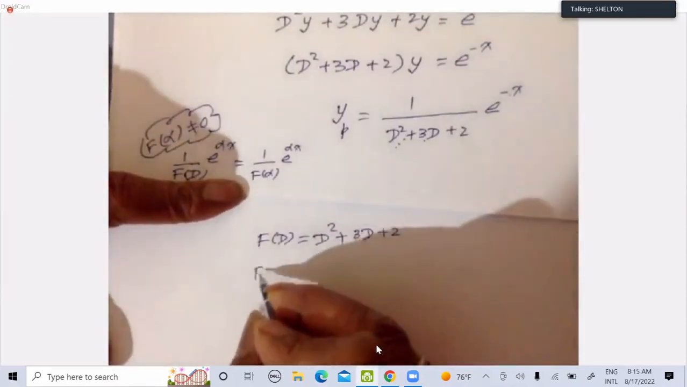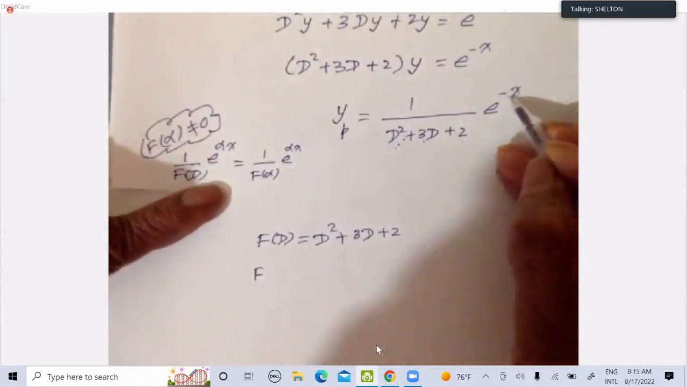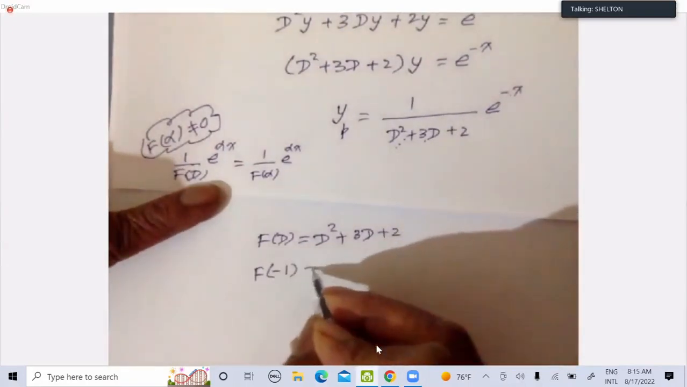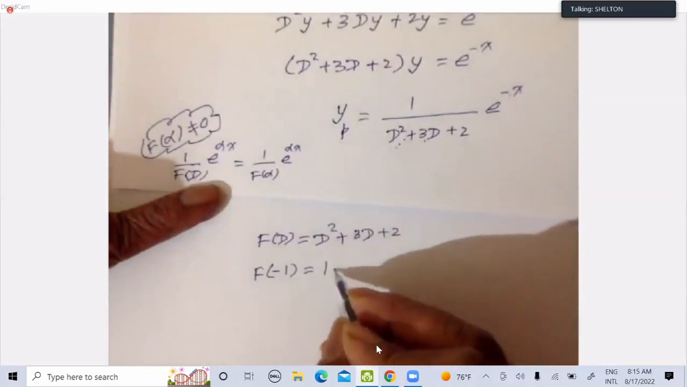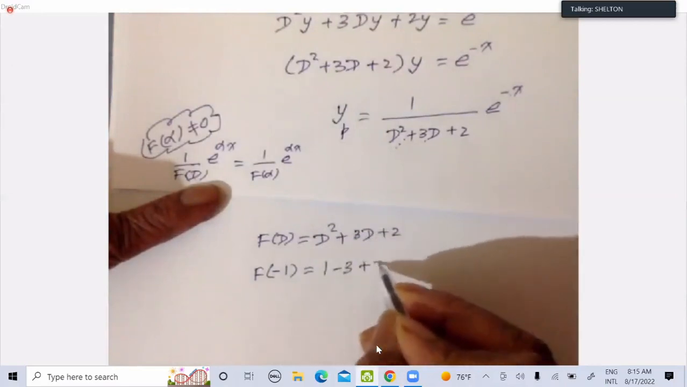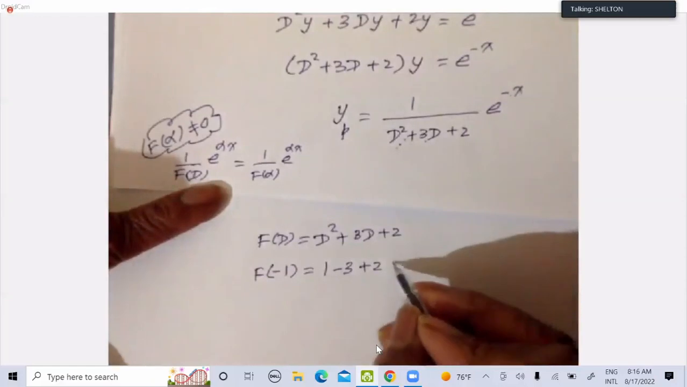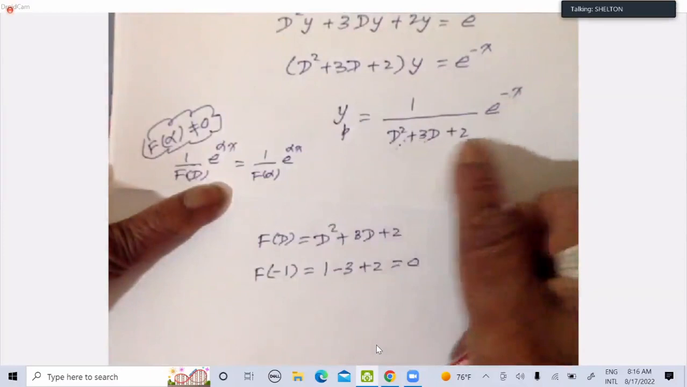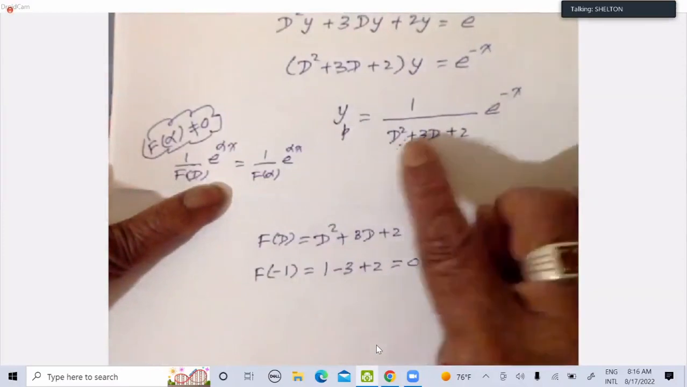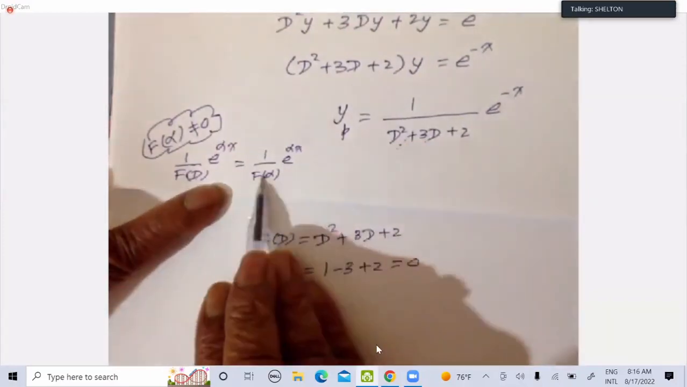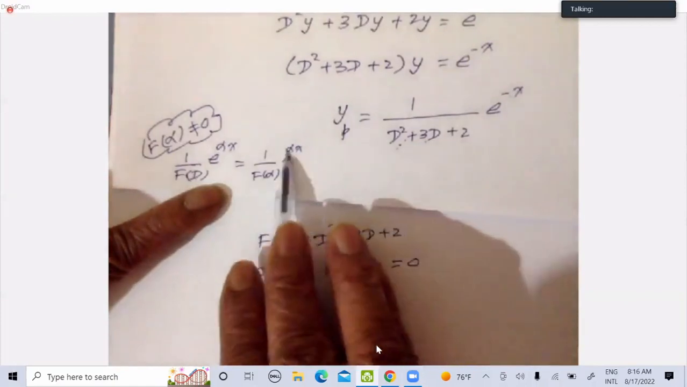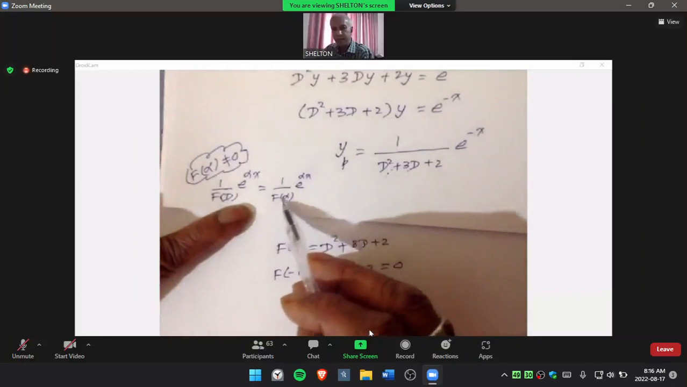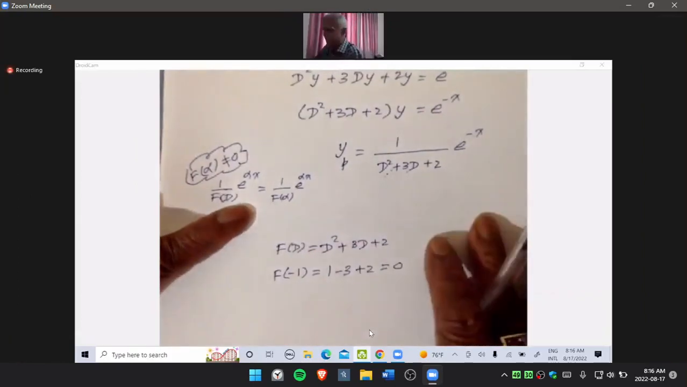What is alpha here? Alpha here is minus 1. F of alpha, f of minus 1, is minus 1 squared plus 1, minus 1 minus 3 plus 2. Now what will happen? That is equal to 0. If this is not equal to 0, we just substitute alpha for D. But if f alpha is equal to 0, this fails. You cannot apply this. Okay?